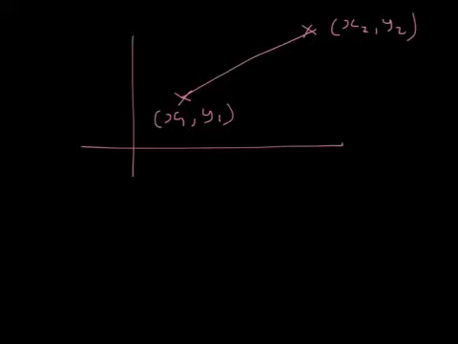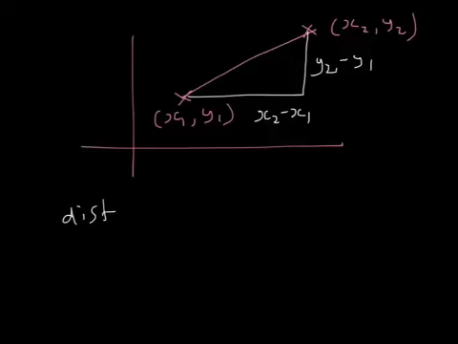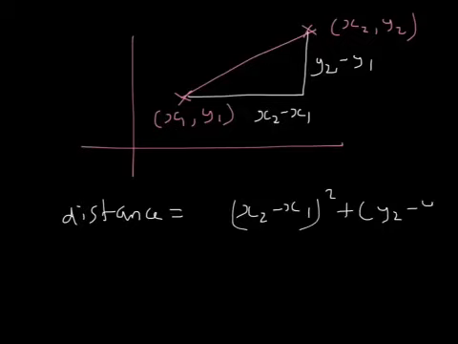I'm not really sure that a formula helps, I think it's just common sense, but if you're interested in a formula, then the length from there to there is x2 minus x1, and the length from here to here is y2 minus y1. So the distance between those 2 points is going to be x2 minus x1 squared plus y2 minus y1 squared, and it's all square rooted.